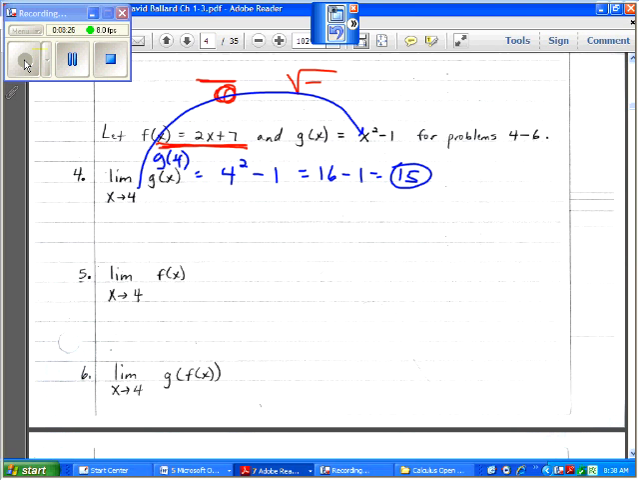Likewise, because f of x is everywhere continuous, then we would know that it's also continuous at 4. And so the limit as x approaches 4 of f of x then would be f of 4. So we would take the 4 and plug it in for the x in the f function, which would give us 2 times 4 plus 7, which would be 8 plus 7, which would be 15.